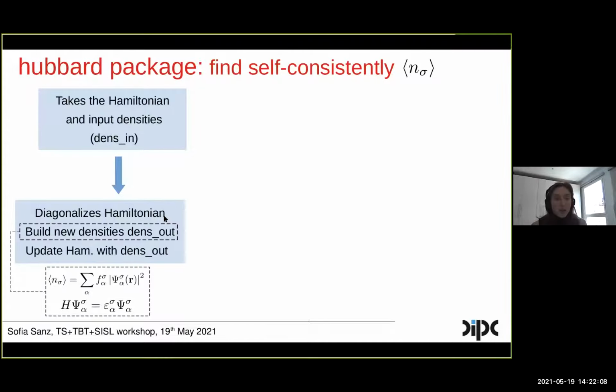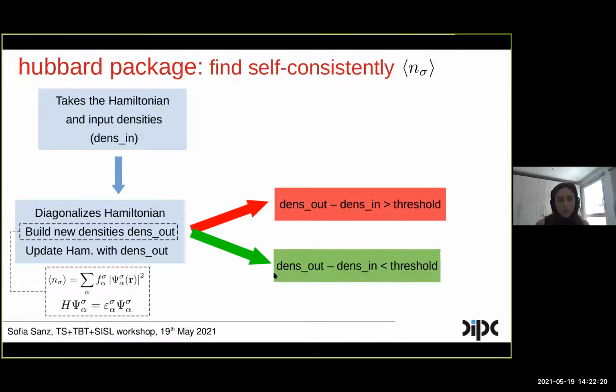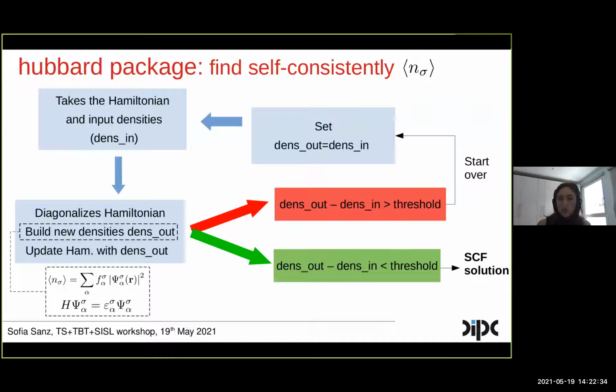Then it diagonalizes the Hamiltonian. It builds new output densities from that diagonalization, and it takes those spin densities to update the Hamiltonian. Then two things can happen. Either the difference between the output and the input densities is smaller than the threshold, or the difference between the output and the input densities is larger than the threshold. In the first case, we will have found a self-consistent solution.